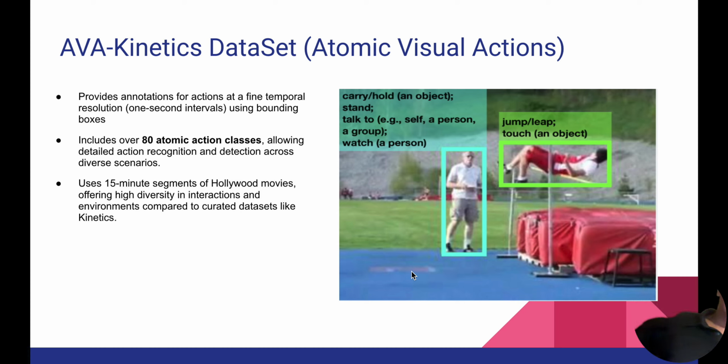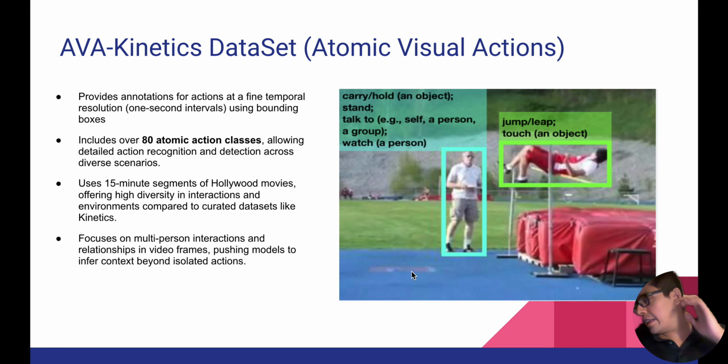So this is just kind of raw information flow that's coming from these 15 million clips, which is interesting because the labeling is, you know, less. It's present, but it's in a way interacting with the model differently. And the important thing about this AVA Kinetics set is that it focuses on multi-person interactions and relationships in video frames, pushing models to infer context beyond isolated actions.